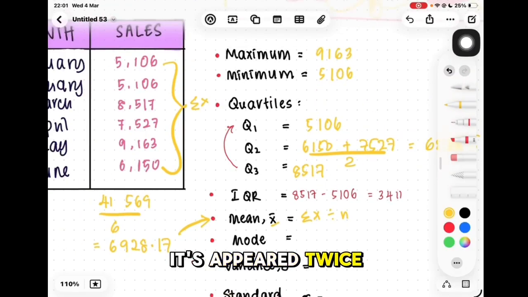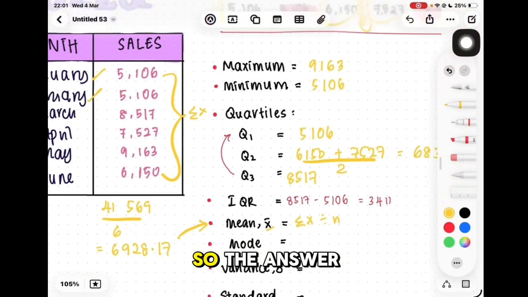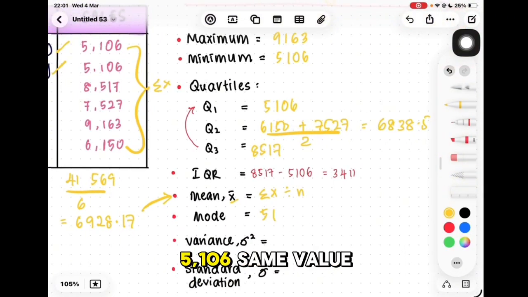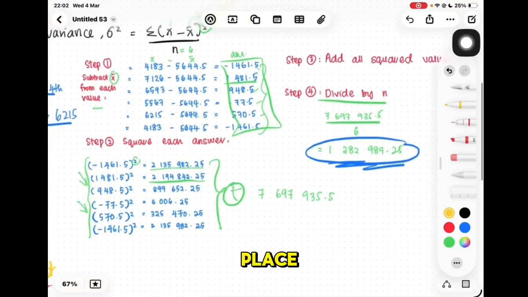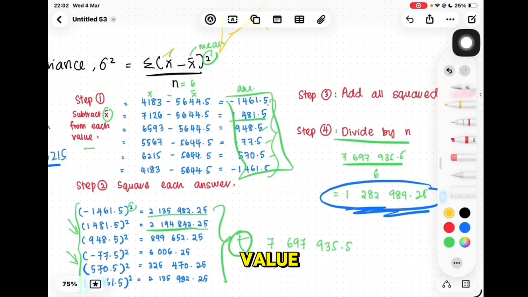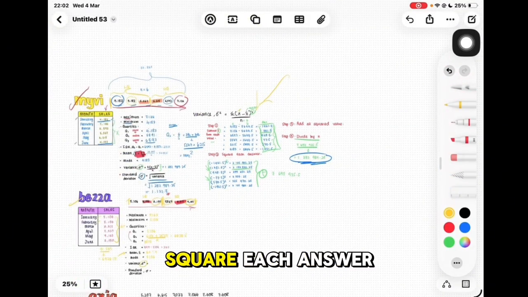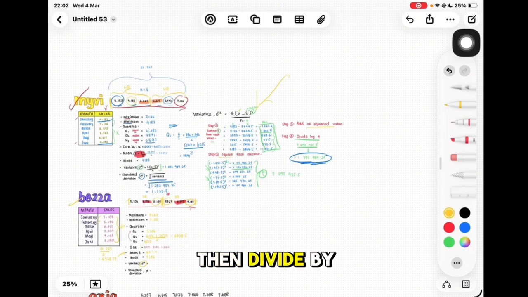Mode. It appeared twice, in January and February. So the answer is 5,106, the same value as the minimum and Q1. Okay. Variance, like we have already calculated at the first place. First we must subtract the mean from each x value in the data below. Then we square the answers, add all the squared values, then divide by n, which is 6.